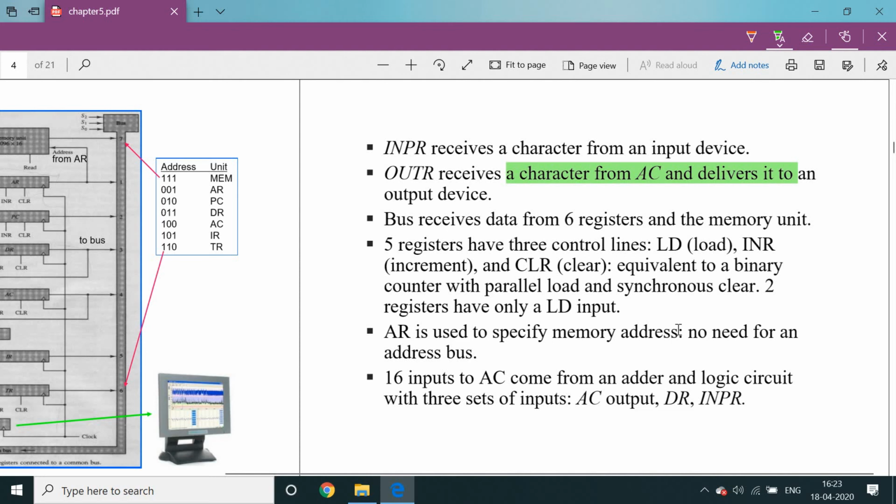The address register is used to specify the memory address, so there is no need for an address bus. The 16 inputs to the accumulator come from the adder and logic circuit, which has 3 sets of inputs: the AC input, the data register and the input register.